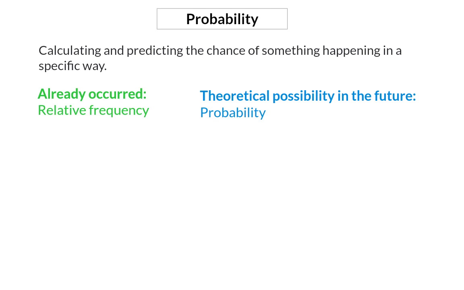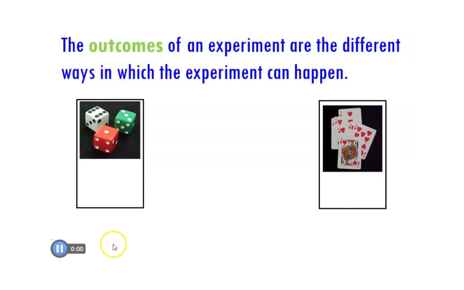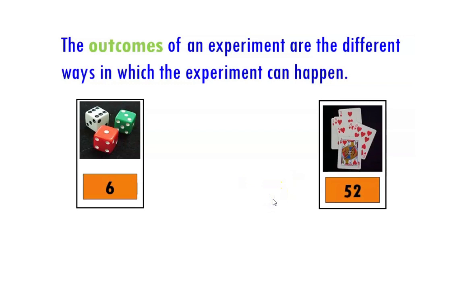In this video, we're going to focus on relative frequency, but before we do that, we're going to have a look at terminology that we will use. The outcomes of a specific experiment are the different ways in which the experiment can take place. For example, if you throw a dice to see on which side it lands, you will have 6 possible outcomes for your experiment. And when you take a pack of cards, there are 52 different cards that you can remove.